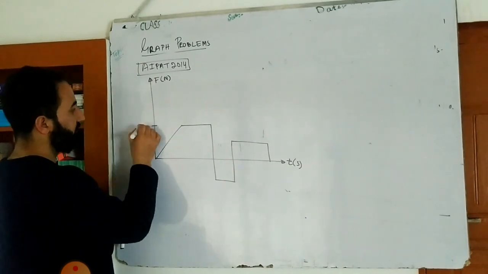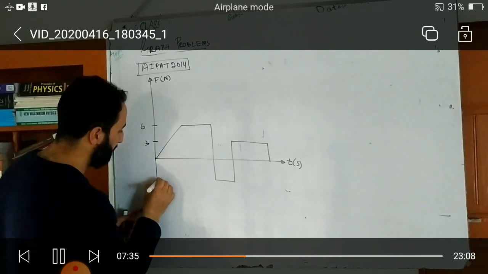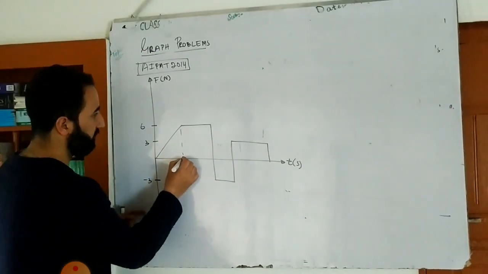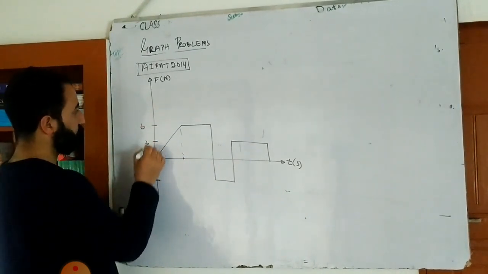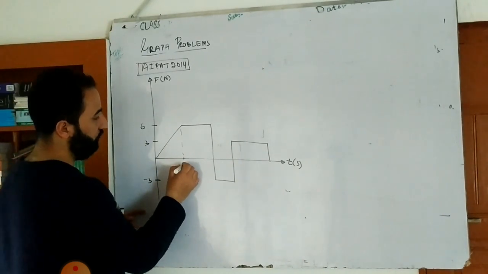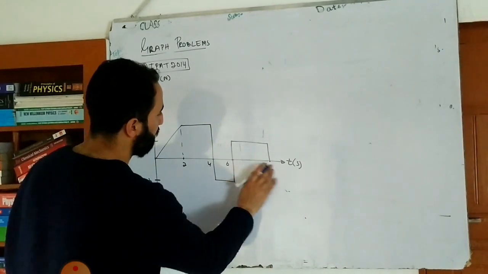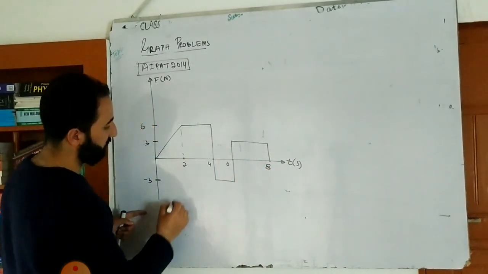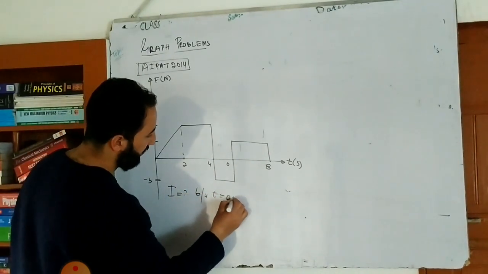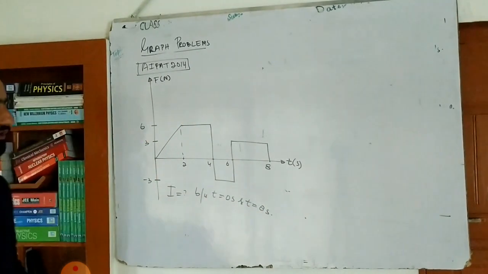Okay, so this time is given as 6 seconds, this is 3 seconds, and this is minus 3 seconds. And then the force is given here, this is 6 Newton, this is 3 Newton, this is minus 3 Newton. This here is 2, this is 4, this is 6, this is 8. Now the question is to calculate the impulse. I is equal to what, between t equal to 0 seconds and t equal to 8 seconds. You will have to calculate the impulse.